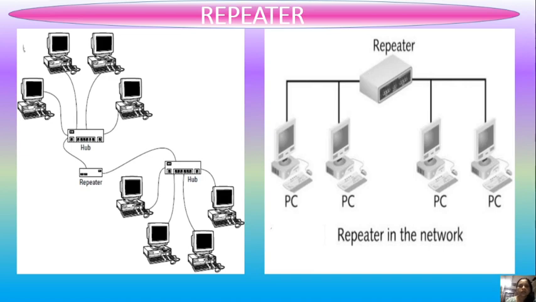Here you can see the working of a repeater. Left side and right side, two images are given here. Both are showing the same concept. A repeater is used to connect the networks. You can see how it's working here. In the left side image, one repeater is there, and two networks are connected with a hub, and the hub is connected with the repeater. On the right side image also, the repeater is connected to strengthen the signals in a network.